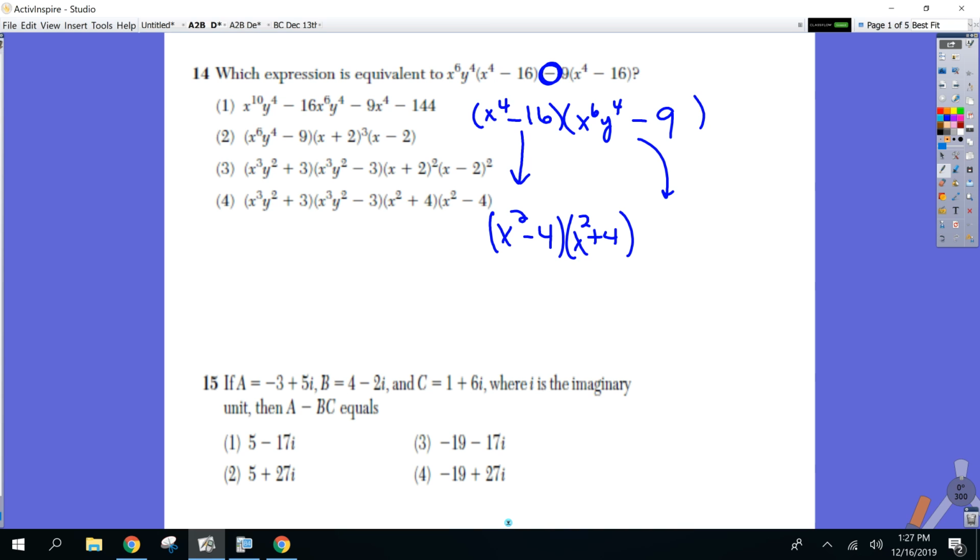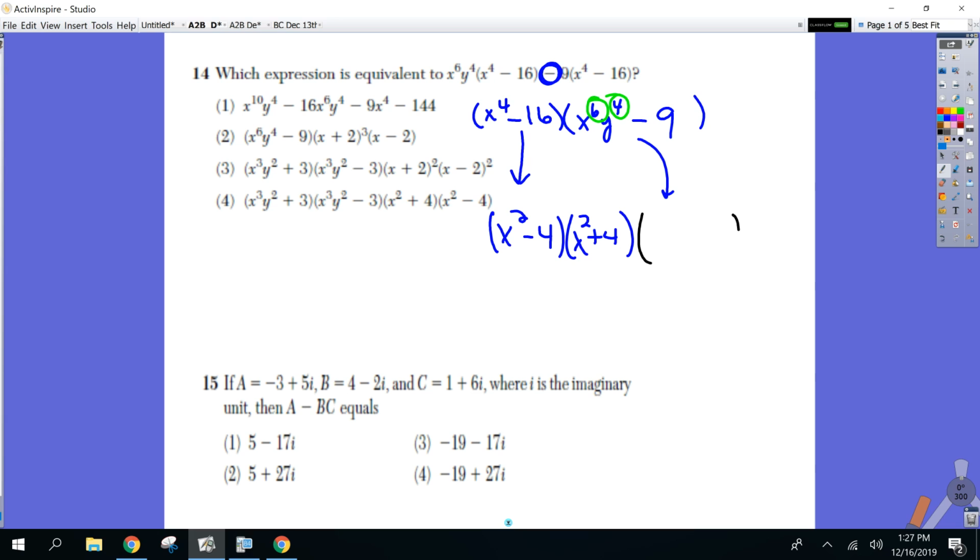You see a 9 there, right? You see a y to the fourth. And probably the sticking point is the x to the 6th. It makes you believe that you can't go any further. But you can. As long as the exponents are even, it's a perfect square.